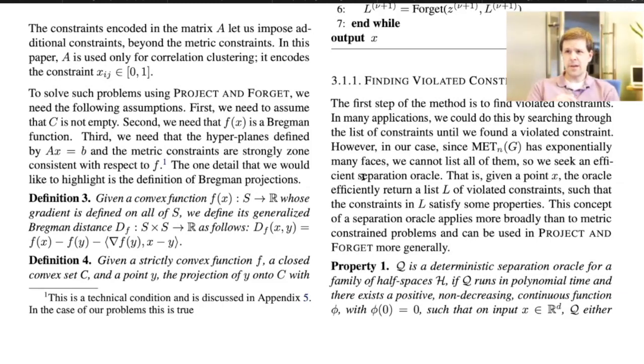Are there compositions that people always want to work, but that don't work for Bregman functions?